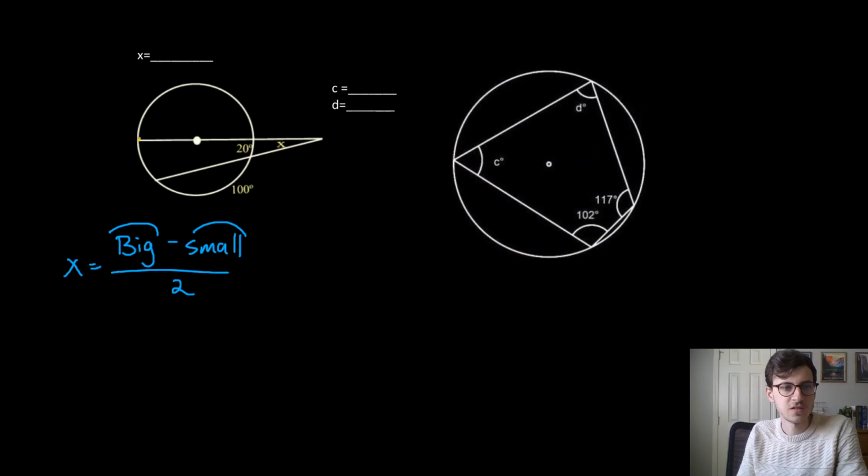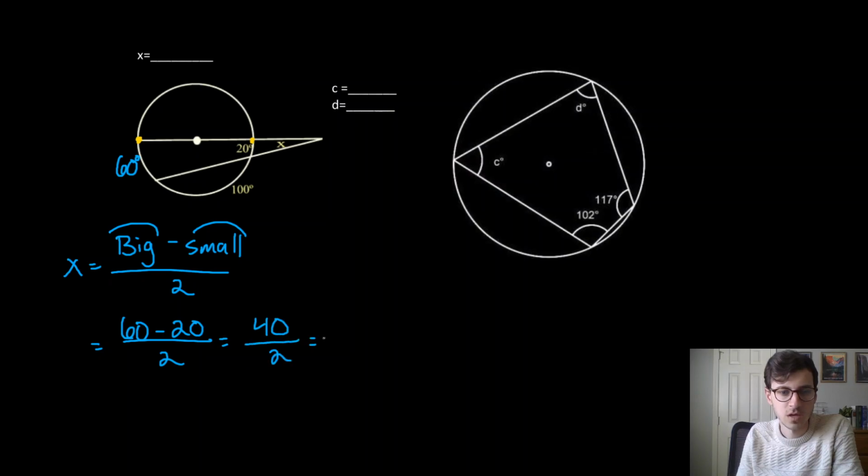Well, this is a diameter, right? It's clearly a straight line through the circle, so it's a diameter. So that means this whole arc right here is 180 degrees, meaning that 20 plus 100 plus this equals 180. So this then is 60 degrees. Okay, if you need to take a second and think through that, take a second. But that's 60 degrees. So now I have my big 60 minus my small 20 divided by 2. 60 minus 20 is 40 divided by 2 is 20. So that means X is 20 degrees.